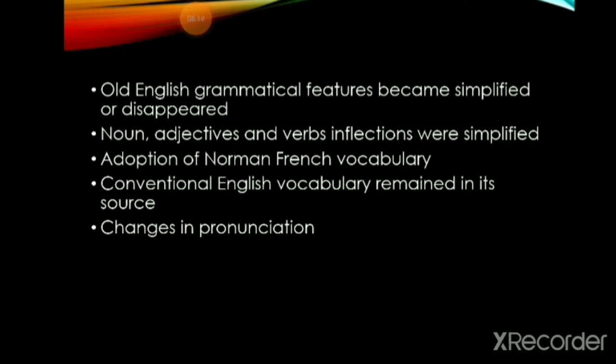Conventional English vocabulary remained primarily Germanic in its sources, with Old Norse influences becoming more apparent. Significant changes in pronunciation took place, particularly involving long vowels and diphthongs, which in the later Middle English period began to undergo the Great Vowel Shift.